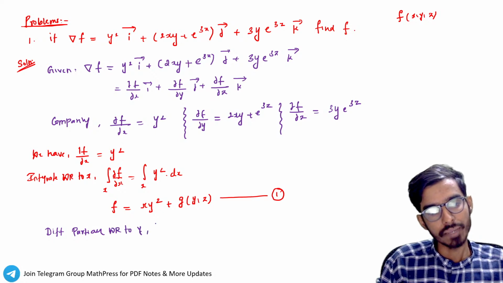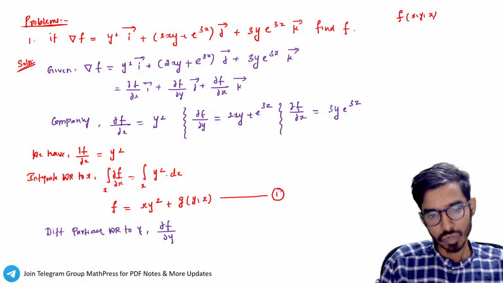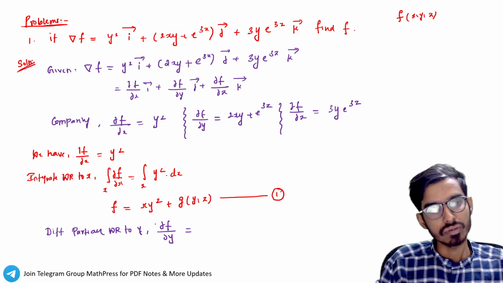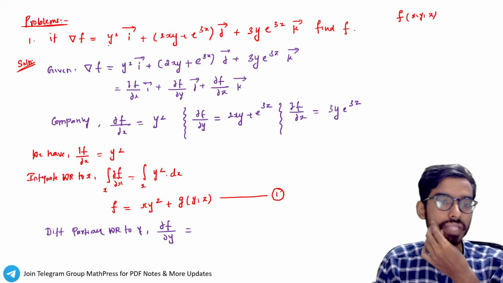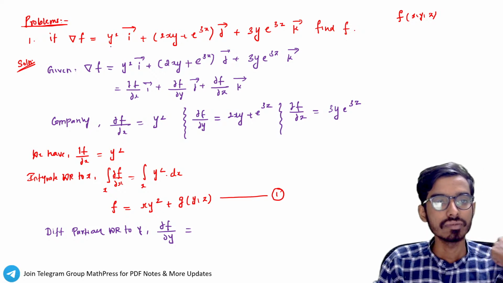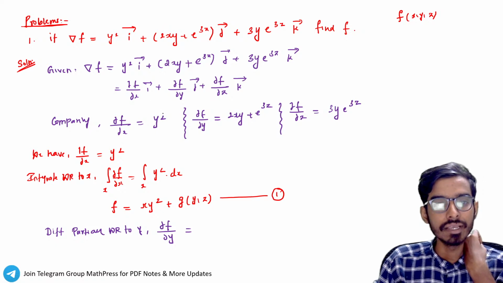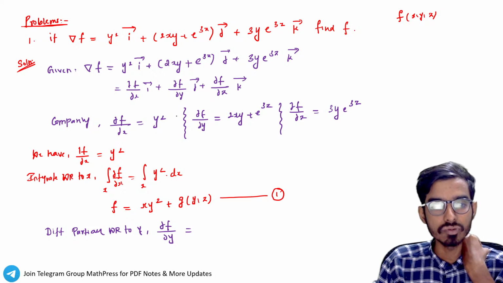With respect to y, so we have ∂f/∂y equal to, once more. So they are given del f: this is ∂f/∂x, this is ∂f/∂y, this is ∂f/∂z. I'm taking the first term, ∂f/∂x is y square, and I'm integrating with respect to x.